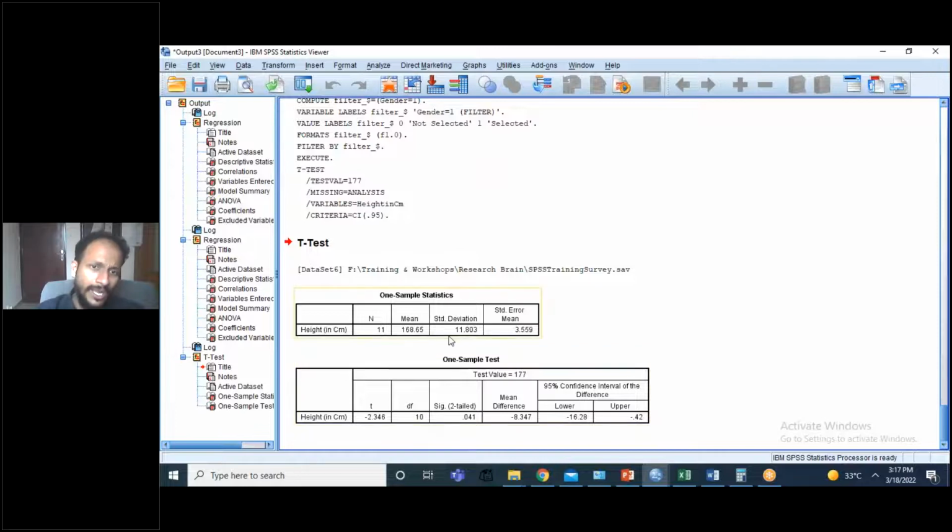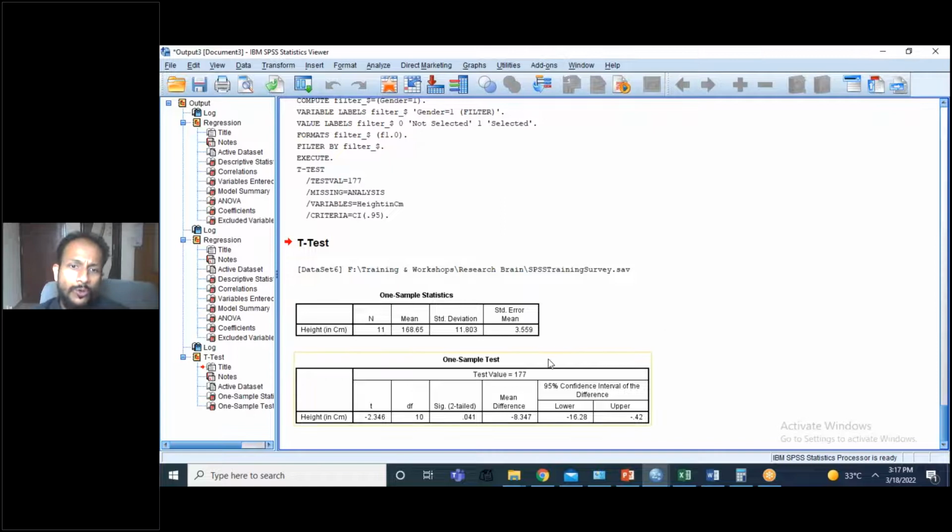According to the sample, we wanted to check whether it is matching with the national average. Can we generalize that the men in our class are at par with the national average? For that, I need to create a null hypothesis. What is the null hypothesis here? The null hypothesis is that the mean height of our class is equal to the national average, which is 177. H0 is equal to 177. The alternate hypothesis is that the mean is not equal to 177.